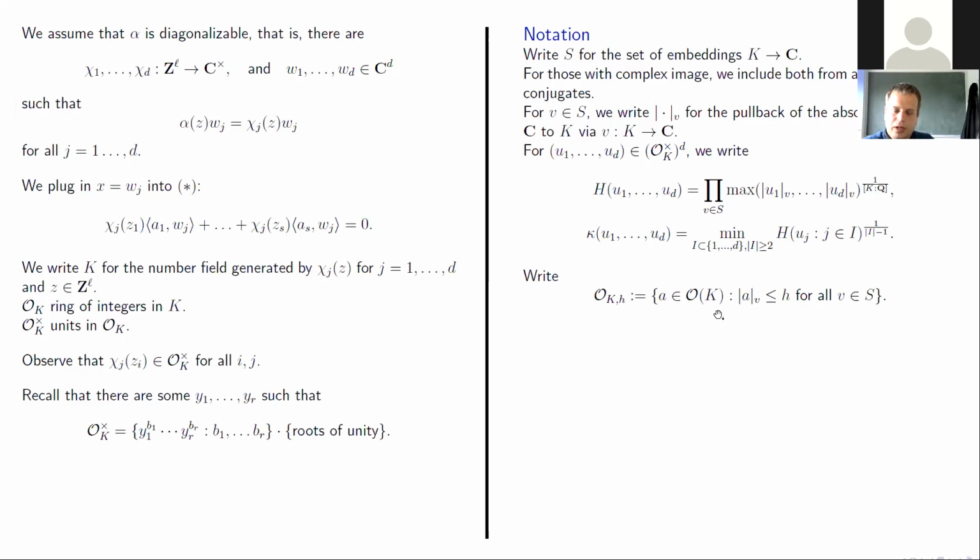So maybe the way to think about this is that you embed K in the complex numbers in all possible ways, and then it turns out that if you look at the image of the ring of integers in complex numbers to the power d, then you get a lattice, and this is a box with side length H in that embedding.